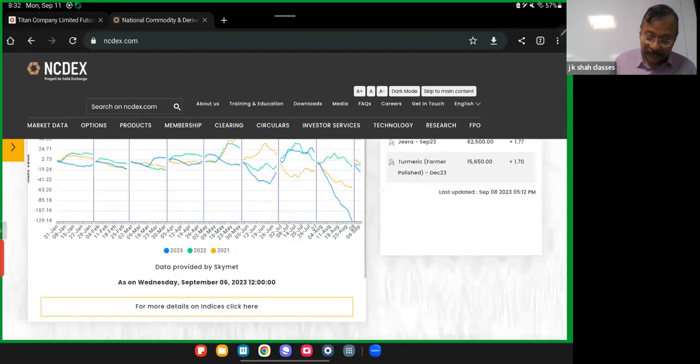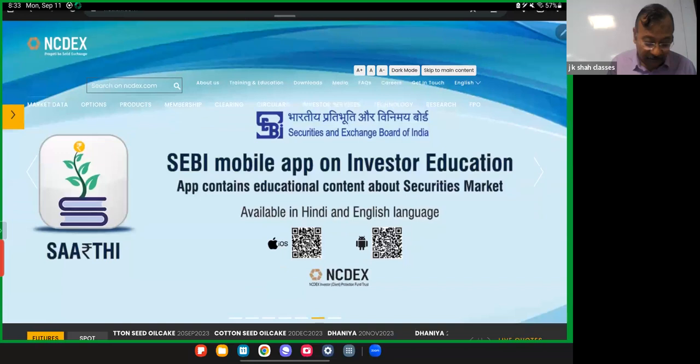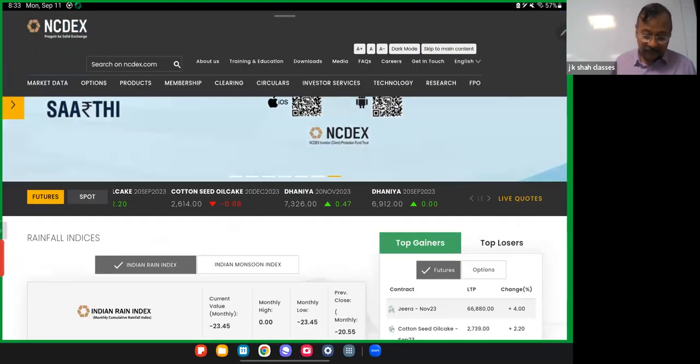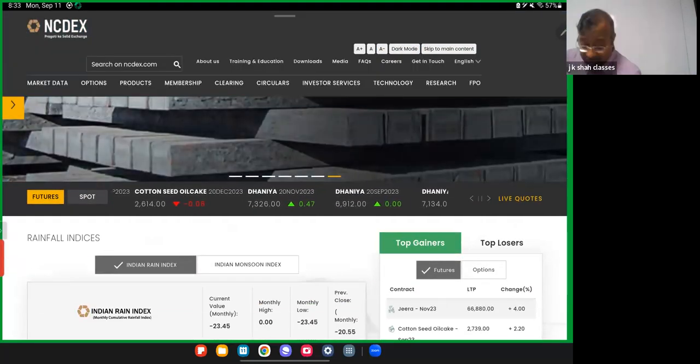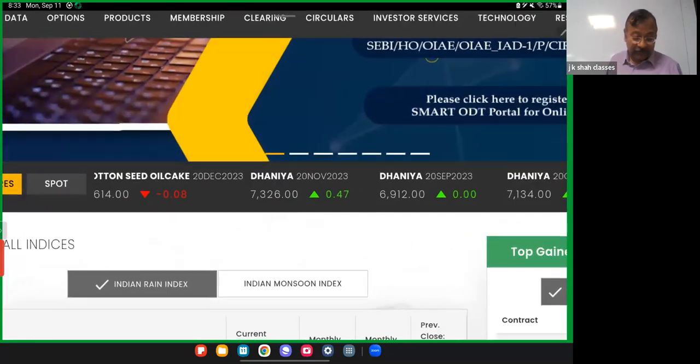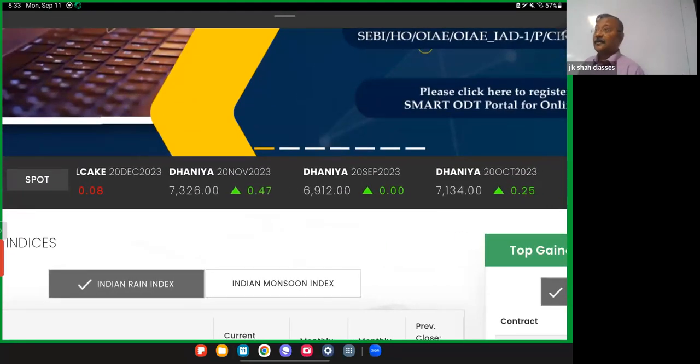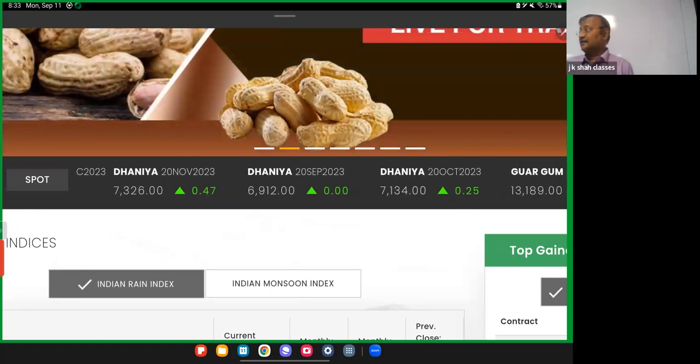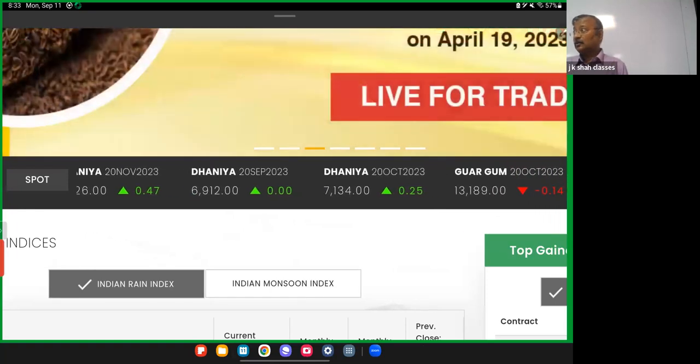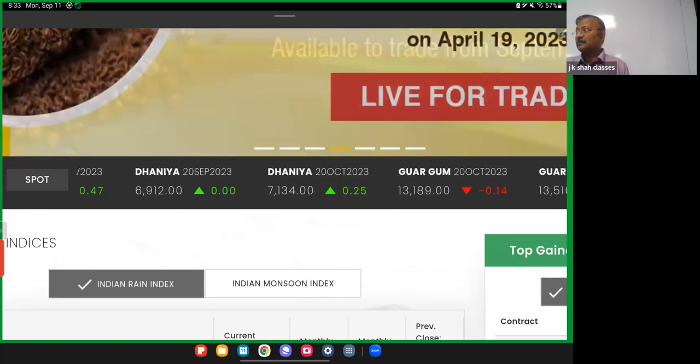There must be price. Why is the price not scrolling? Here it is. See the price, that scrolling thing. Cottonseed oil cake, dhania. Dhania is not the hara dhania. No, the seed, coriander seed, dried.